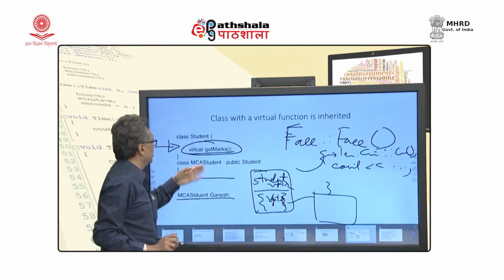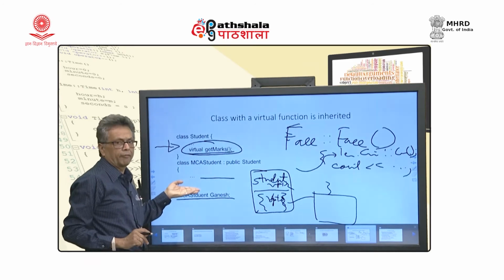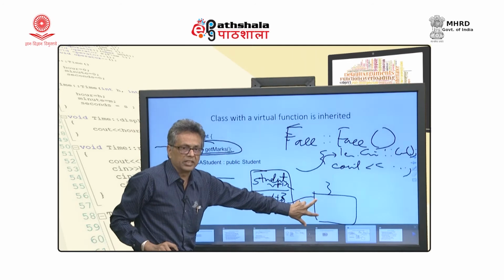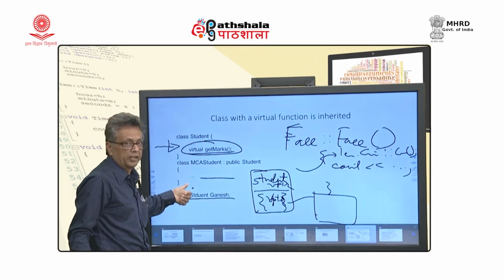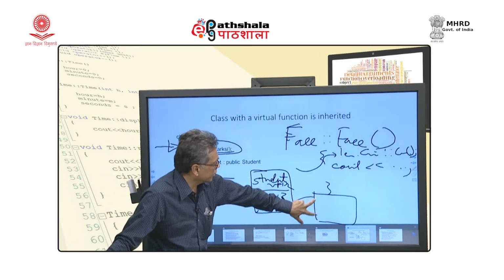It is quite possible that student only will have virtual getMarks, but here there are 5 more virtual functions. So, this pointer should point to all 6 together here. getMarks obviously will have to be defined here. Additionally, it will define 5 more virtual functions. So, this VPTR should point there.